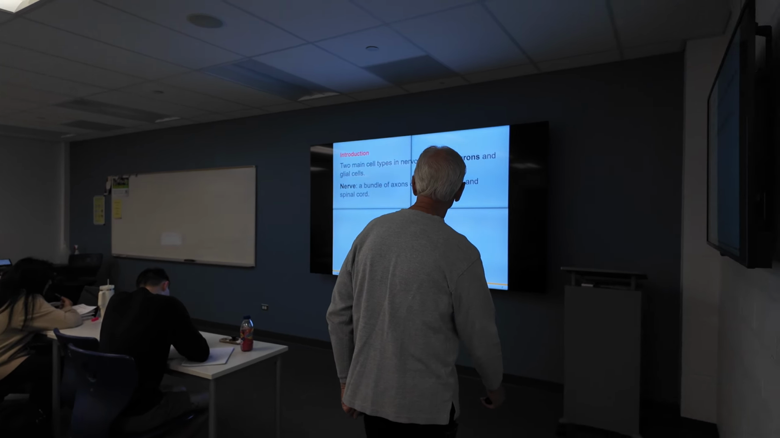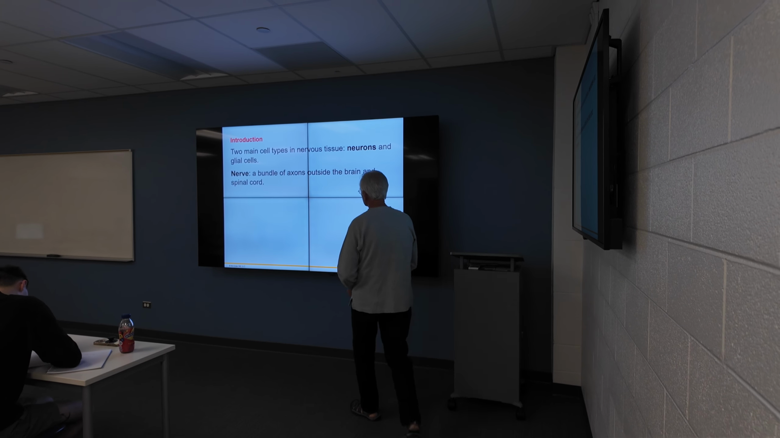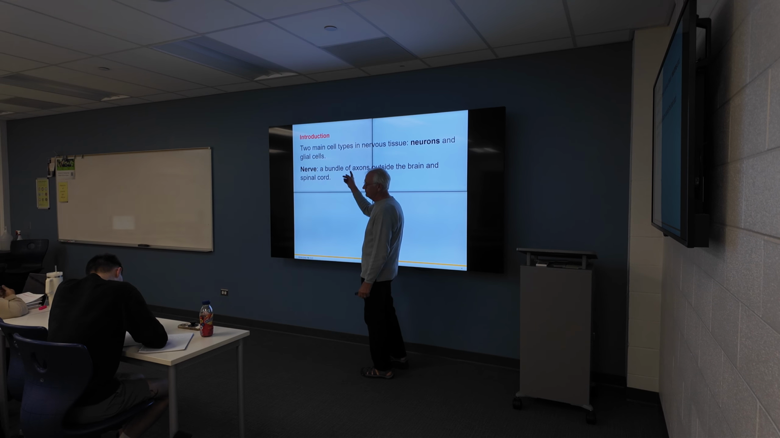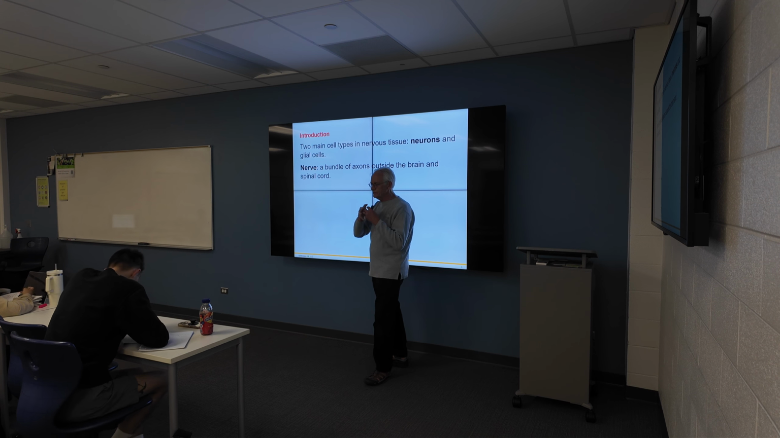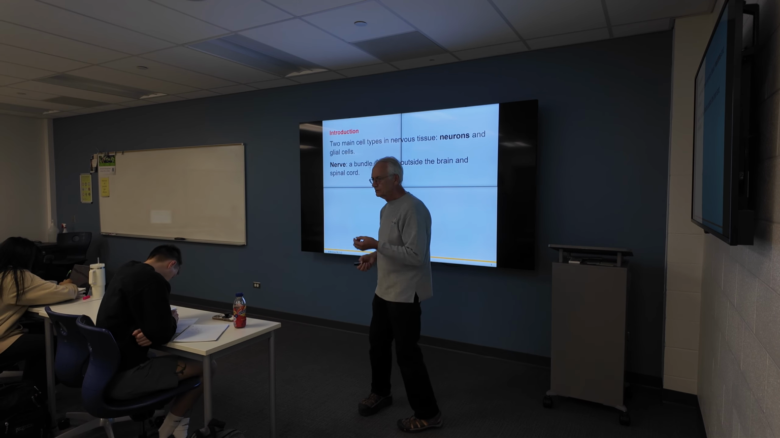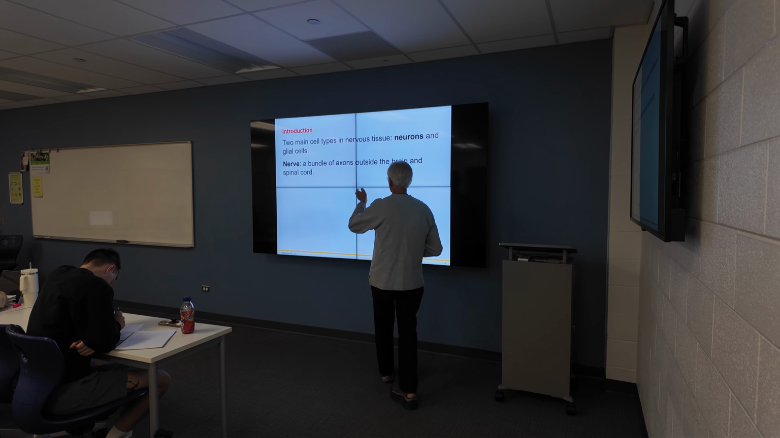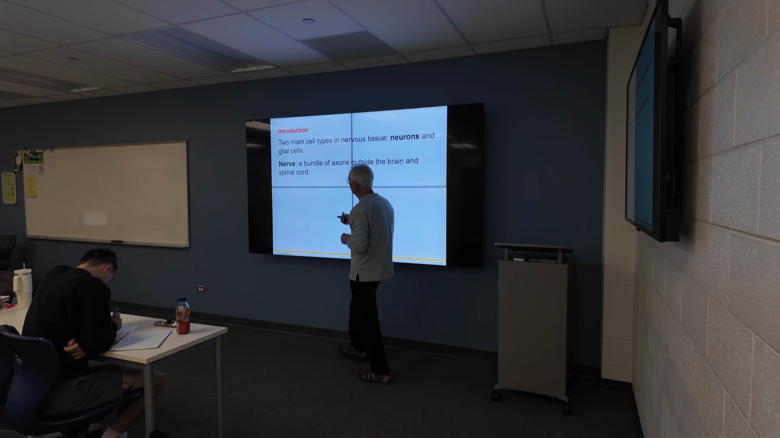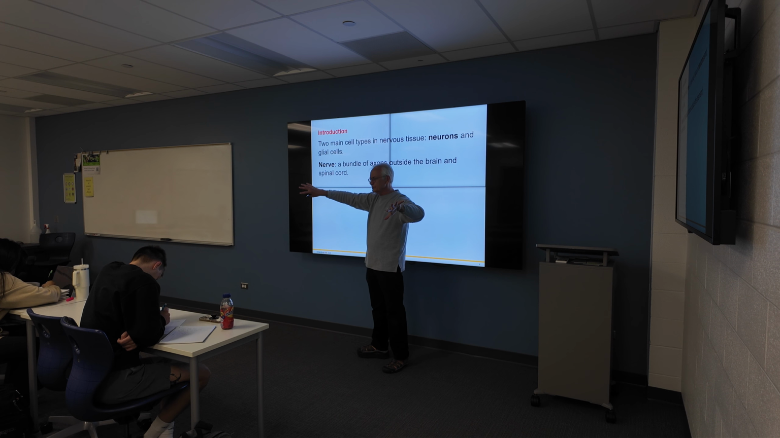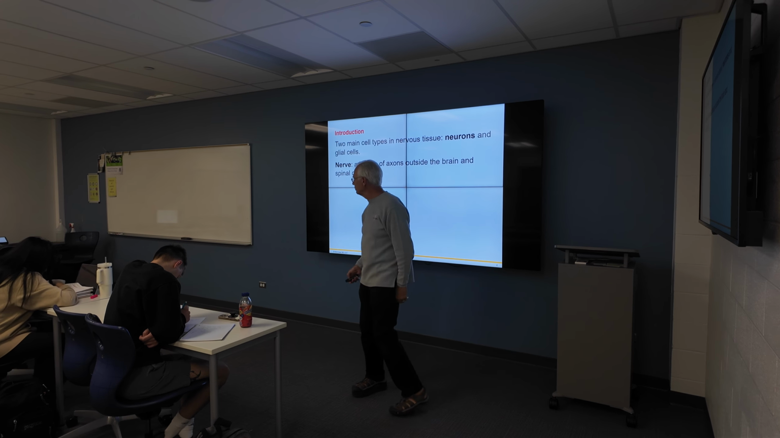The nerve, the bundle of axons. Please get real comfortable with this. Axon. Get real comfortable with the term axon. So a nerve is a bundle of these axons. These nerve cells that are going to be the axon. Outside the brain and the spinal cord. When we talk about a nerve, they're outside of the central nervous system, the brain and the spinal cord.